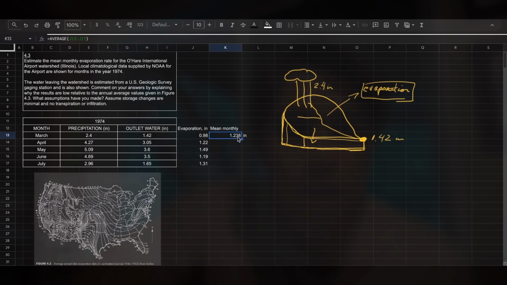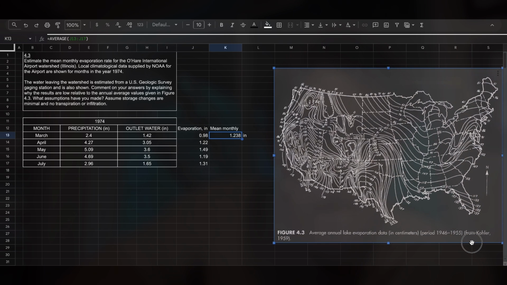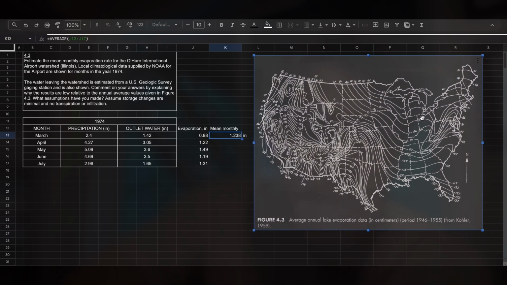Now we need to compare this value, 1.238 inches, to what this graph here, figure 4.3, says is actually lost. And that gauge is about in this area here. So if we follow that curve, we have 76, remember this is in centimeters, of water evaporated every year. So let's convert those 76 centimeters into inches to get a better idea. And this is centimeters per year, in total per year.